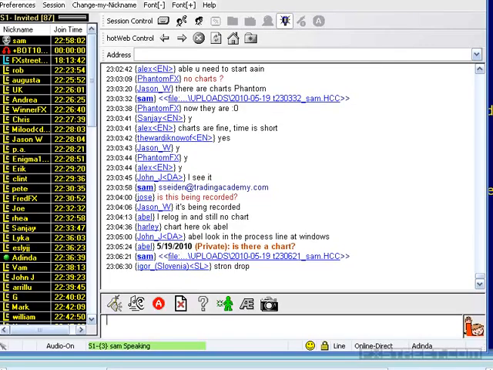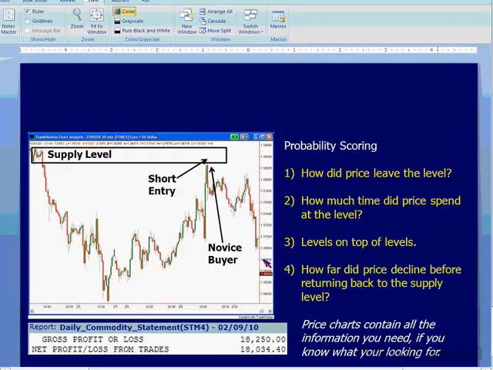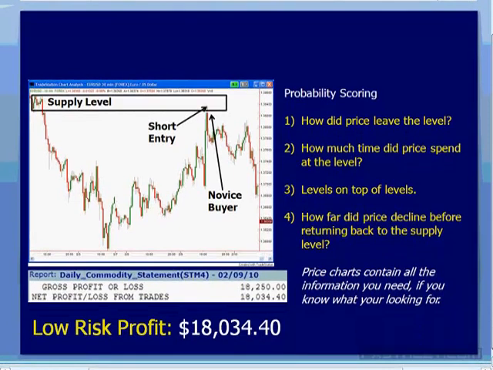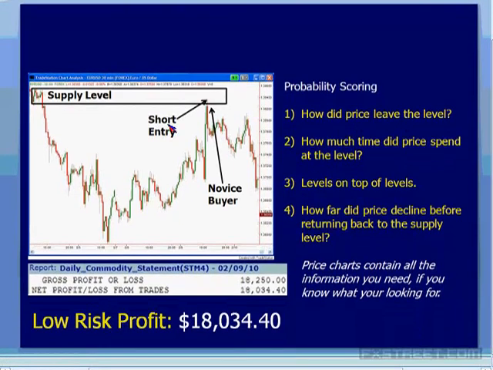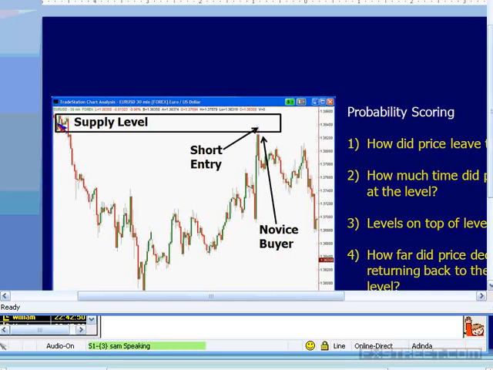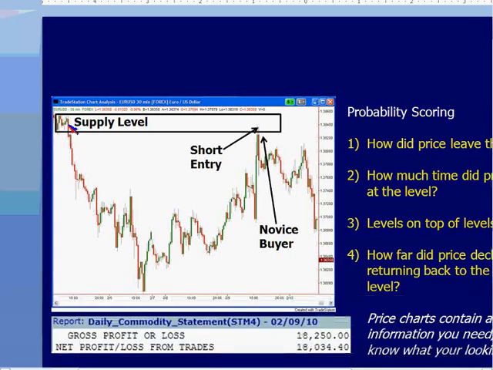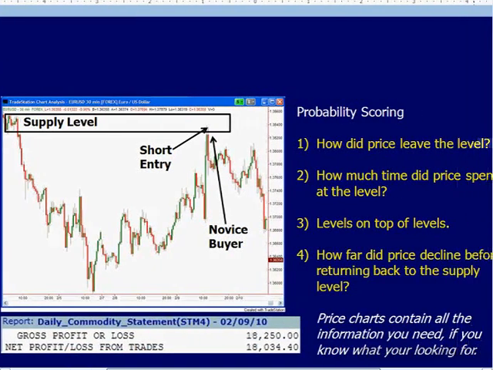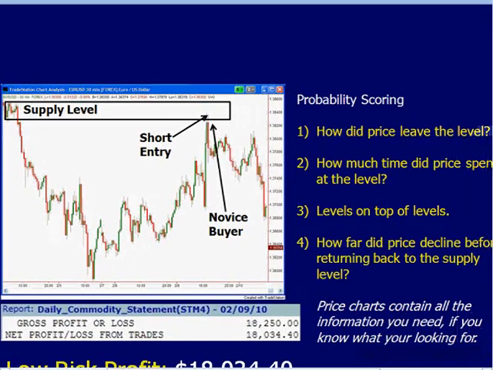So how did prices leave the level? So number 1 here, how did prices leave the level? We want to focus right here where I'm pointing. The initial move away from a cluster of trading. Remember, supply and demand appears to be in balance here, but all of a sudden, there's a strong drop in price.